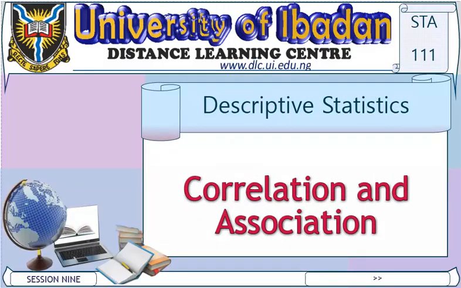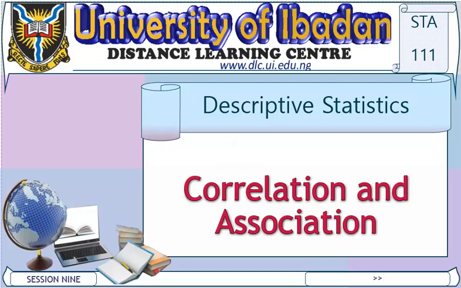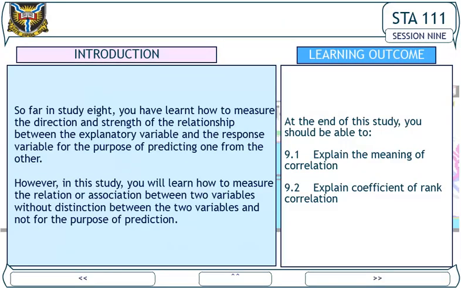Study Section 9, Correlation and Association. Introduction. So far in Study 8, you have learned how to measure the direction and strength of the relationship between the explanatory variable and the response variable for the purpose of predicting one from the other. However, in this study, you will learn how to measure the relation or association between two variables without distinction between the two variables and not for the purpose of prediction.